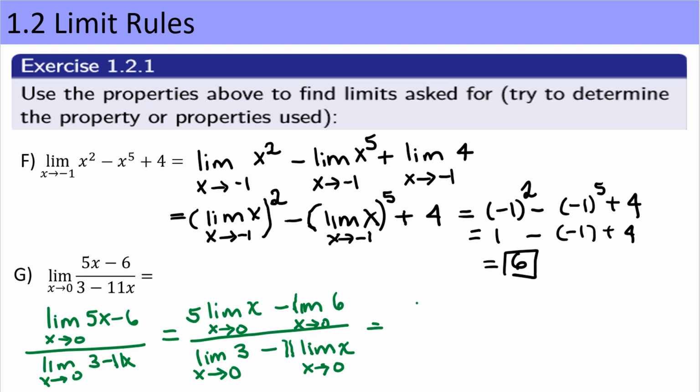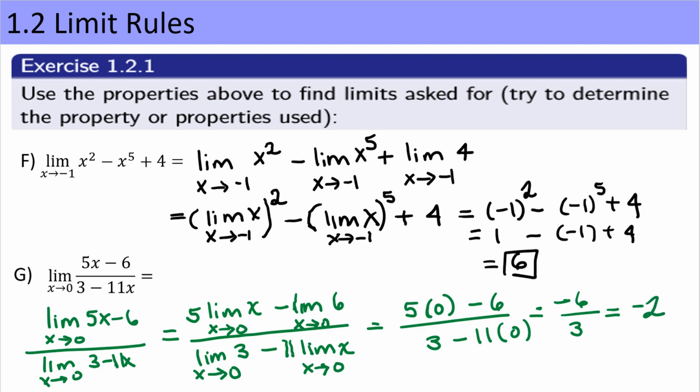Let's proceed. We will have 5 times x goes to 0, so times 0, minus 6 is a constant, divided by, we have the limit as x approaches 0 of 3, which is 3, and for the last term, you have the constant 11 times the limit as x approaches 0 of x, which is 0, and so this simplifies to -6 divided by 3, or just -2.